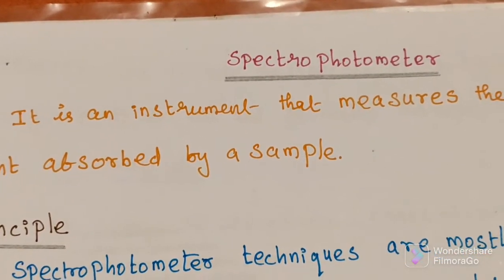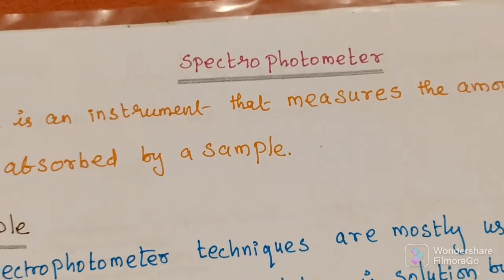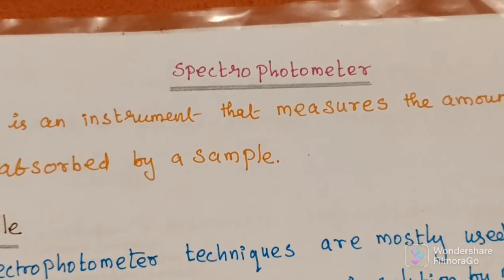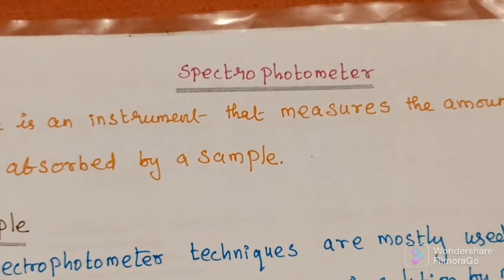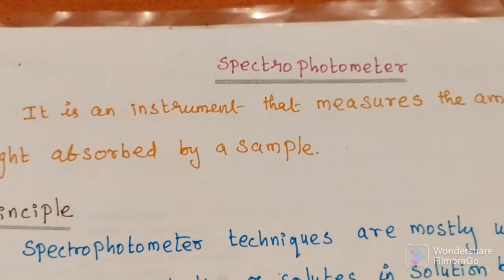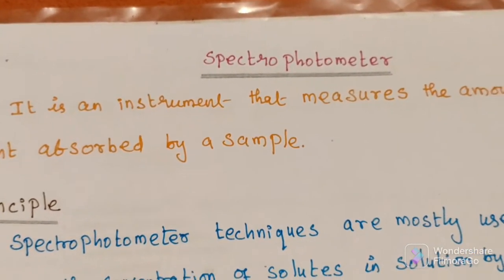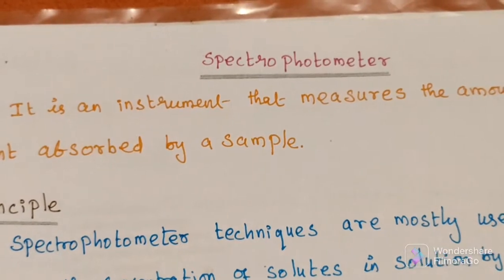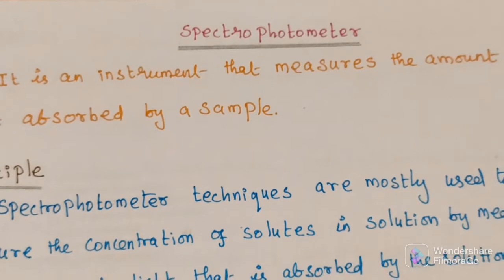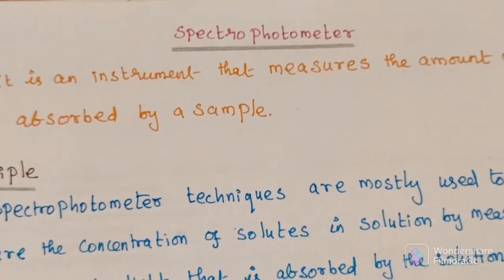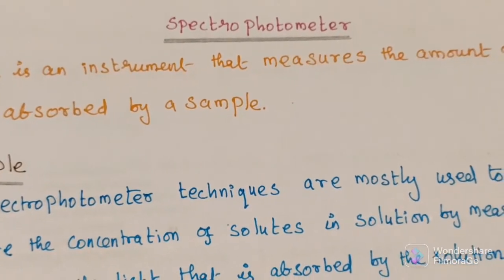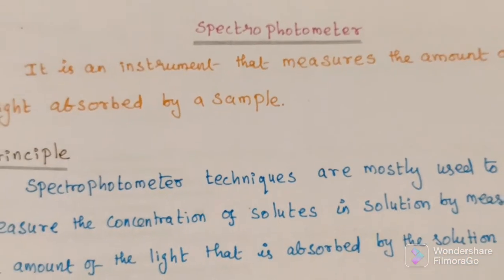It is an instrument that measures the amount of light absorbed by a sample. So it measures the amount of light absorbed from the samples. The light absorbed by the sample is directly proportional to the concentration of the sample in the solution. So if concentration increases, absorption of light will increase. Light absorption is directly proportional to the concentration of that sample.